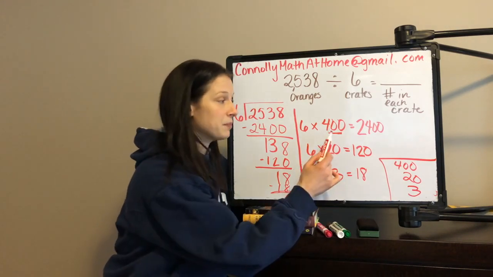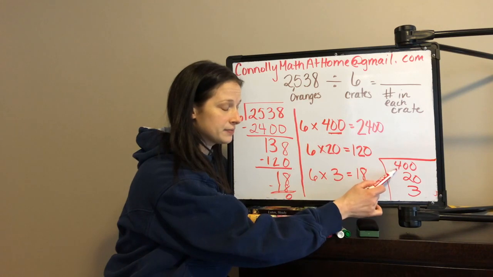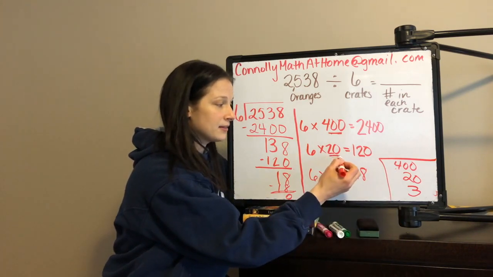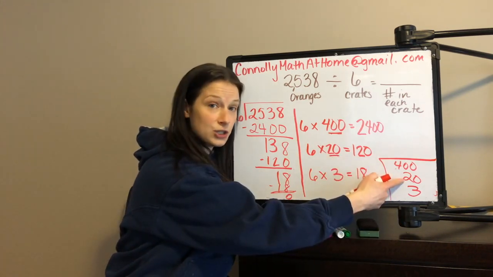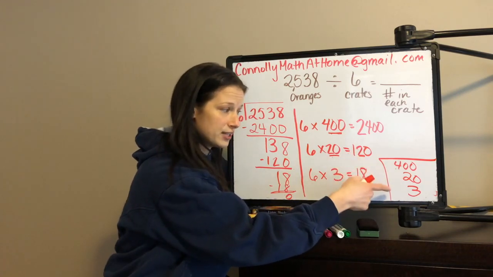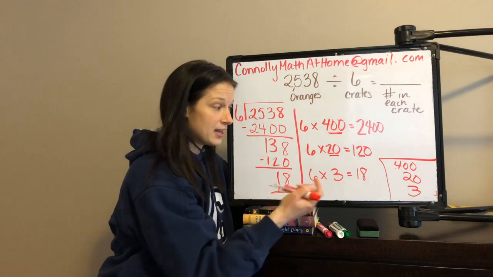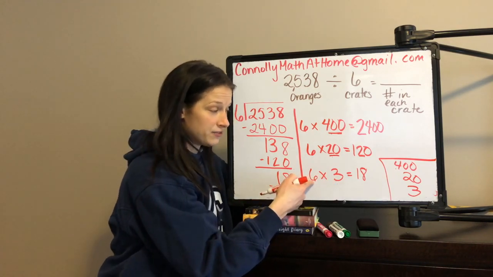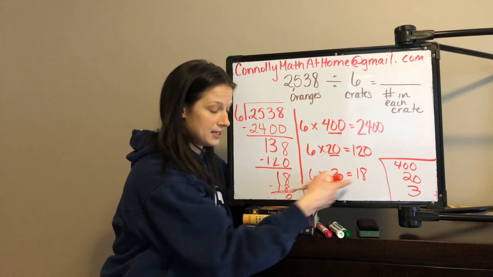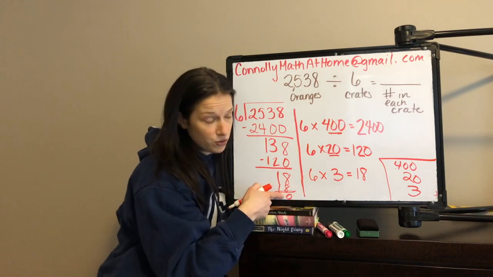First, I put 400 oranges in each crate. Then, I put 20 oranges in each crate. And I used 120 oranges at that step. And then, I took my remaining 18 oranges. I put 3 in each of 6 crates. And I used all 18. And I have 0 oranges left over.